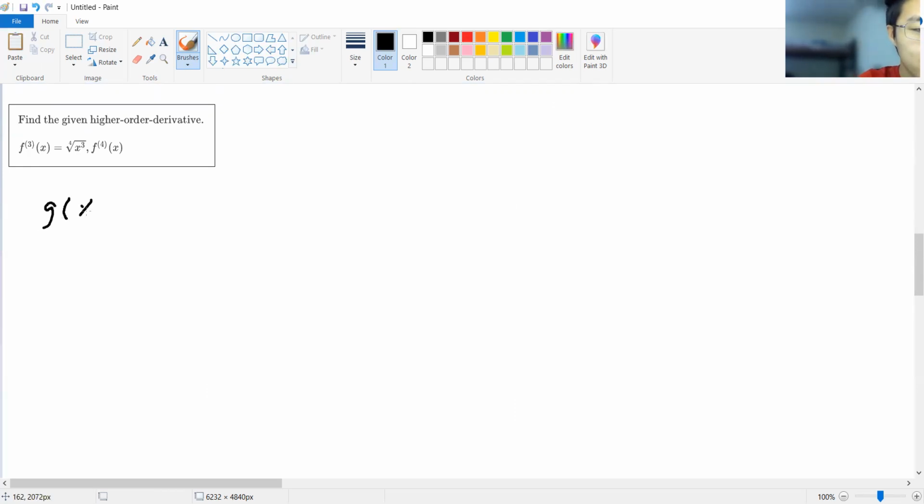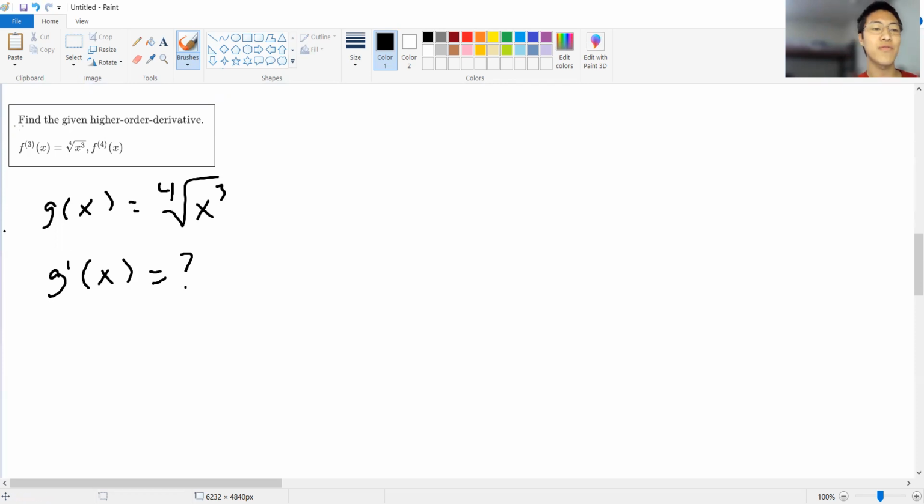Really just giving you a function g and calling it this, the fourth root of x cubed. And they're really just asking for what? The derivative of that. So we're really just going to find g prime of x, right? So this is one way you could reframe the question in your mind. Obviously, you don't have to do this. There's nothing special about this method.